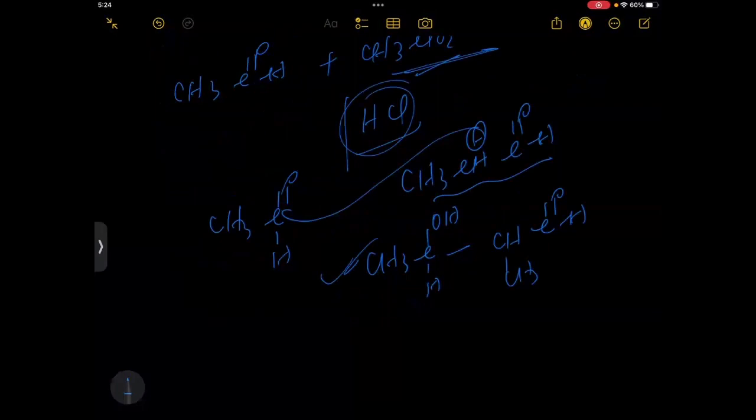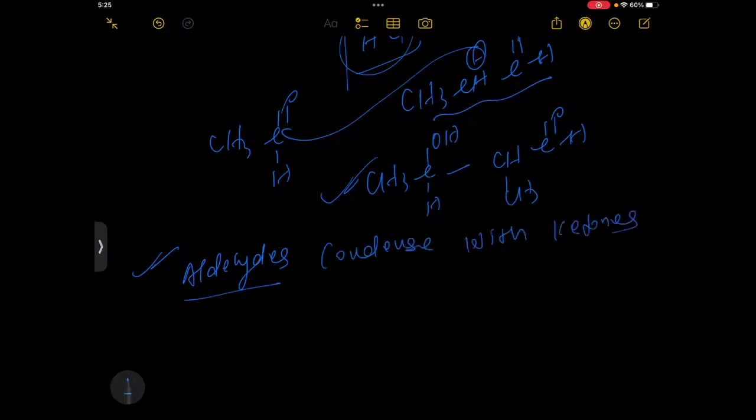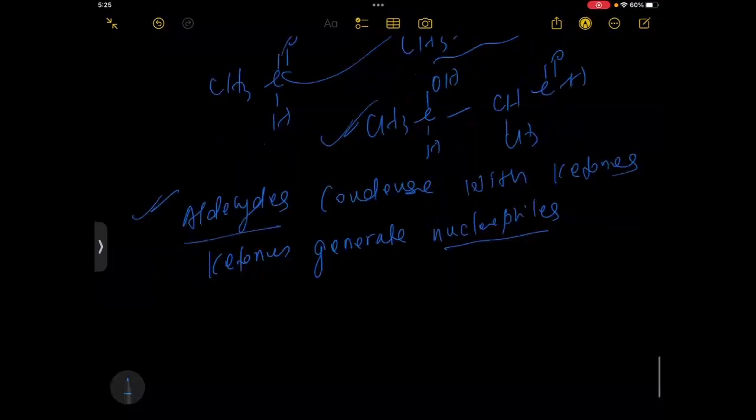Now your question is, sir, when the aldehyde and ketone are taken, which compound acts as a nucleophile? Students, case third is when you have taken aldehydes and aldehyde condensed with ketones. Okay, then ketone generates the nucleophile, and aldehyde is the acceptor. What? Students, aldehyde is the acceptor.